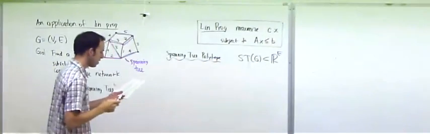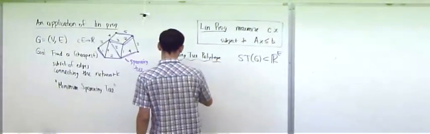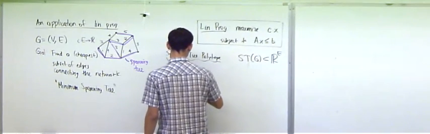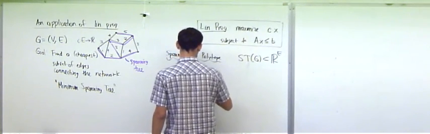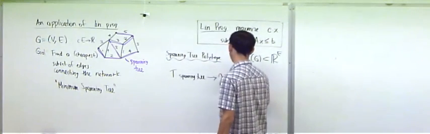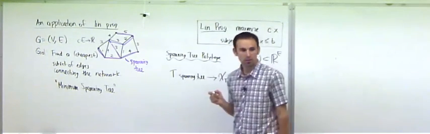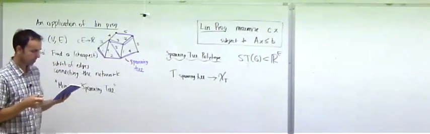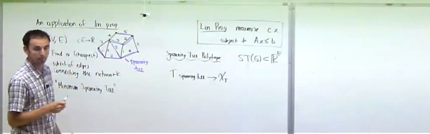Okay? And what I'm going to do is that for each spanning tree T, I'm going to build a vector, and I'm going to call it chi sub T.